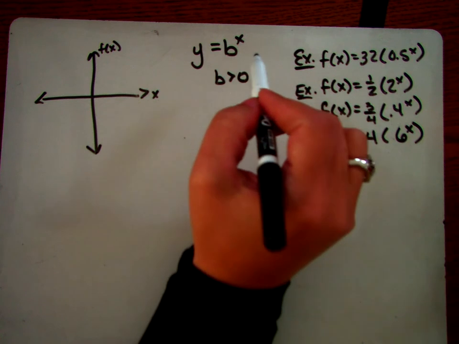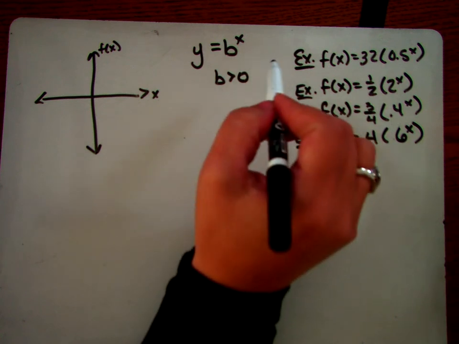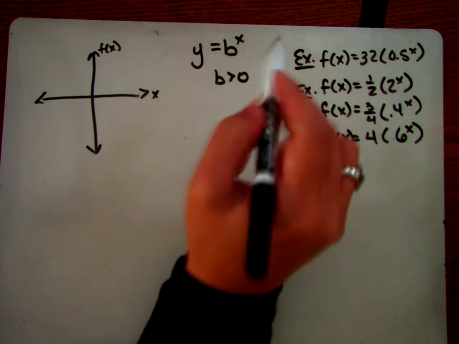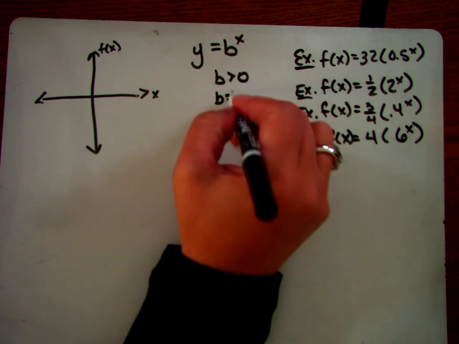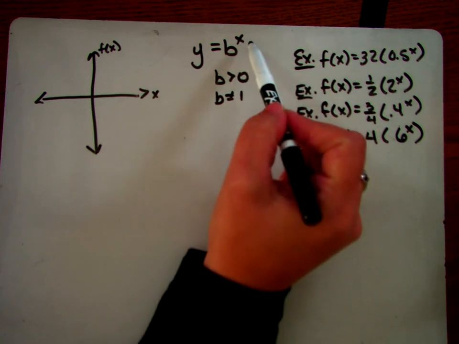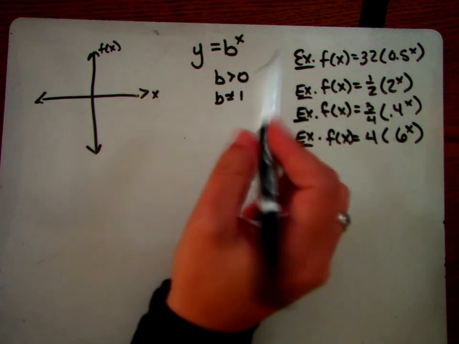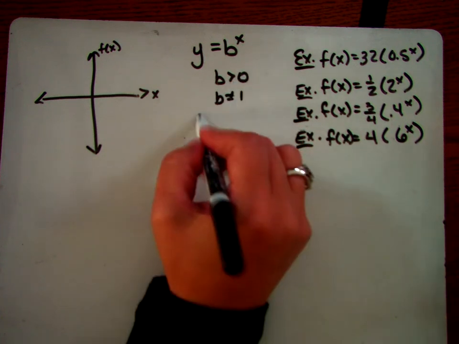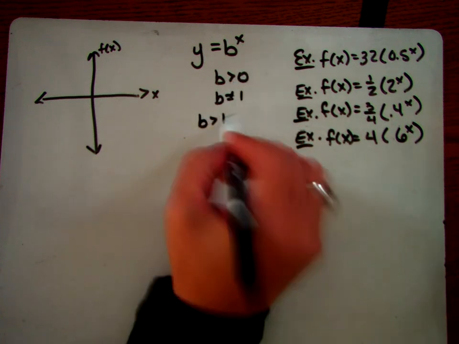Because 0 to the first is 0, 0 to the second is 0, 0 to the third is 0. So b has to be greater than 0. b also cannot be equal to 1, because 1 to the second is 1, 1 to the third is 1, 1 to the fourth is 1. So when we talk about exponential growth, it's when b is greater than 1.